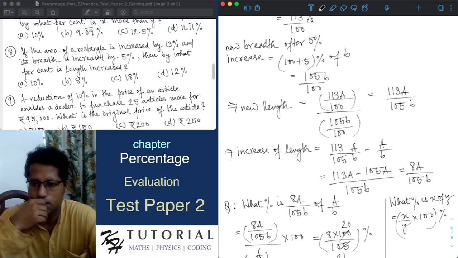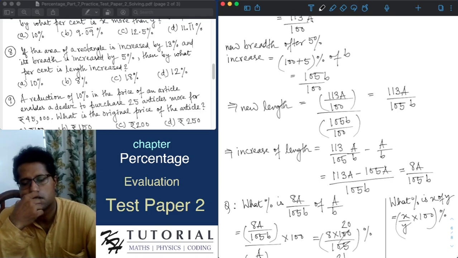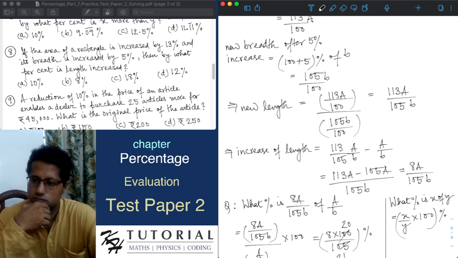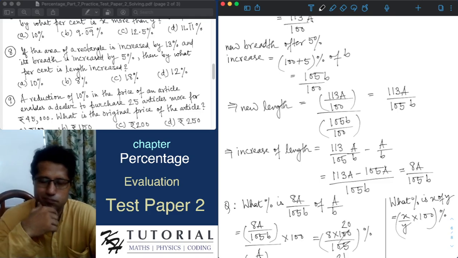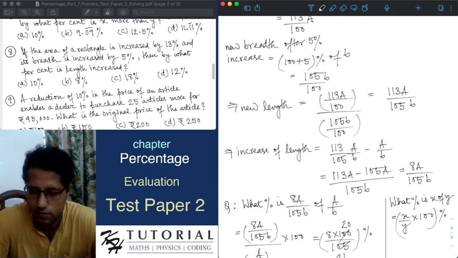This equals 8a divided by 105b. So this becomes 8a by 105b. This is the increase in length.